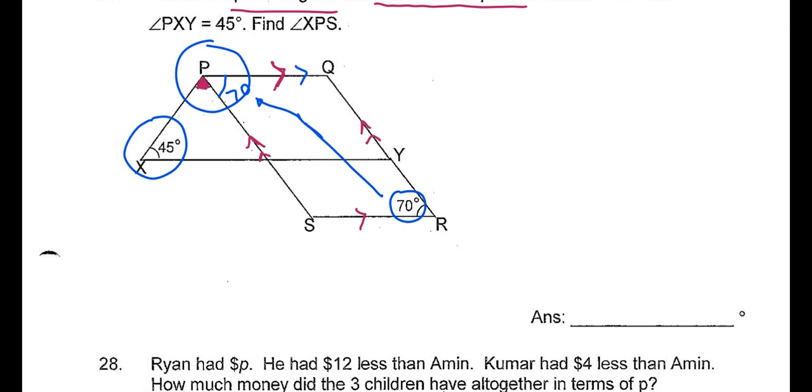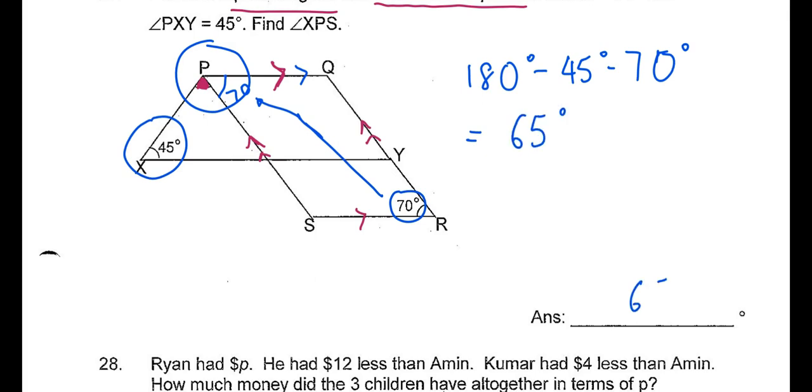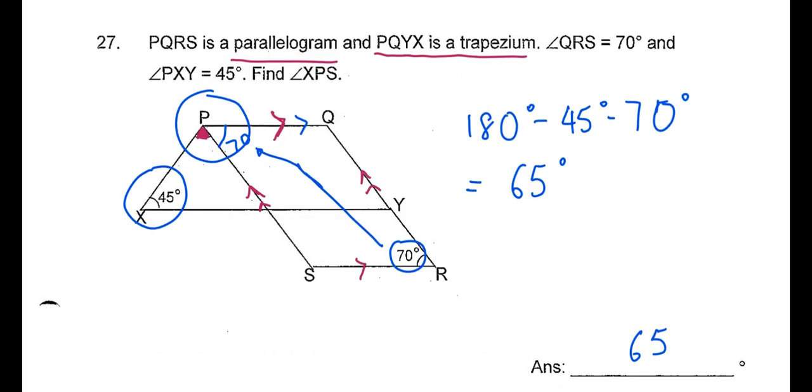The red one will be made up of 180 minus the 45, the small angle, minus part of the big angle, which is 70. Now this gives you the answer already, which is 65. That's the answer. So remember trapezium, there's only one rule, and that trapezium rule says big plus small is 180. It doesn't have this rule where opposite angles are the same. It doesn't have that.